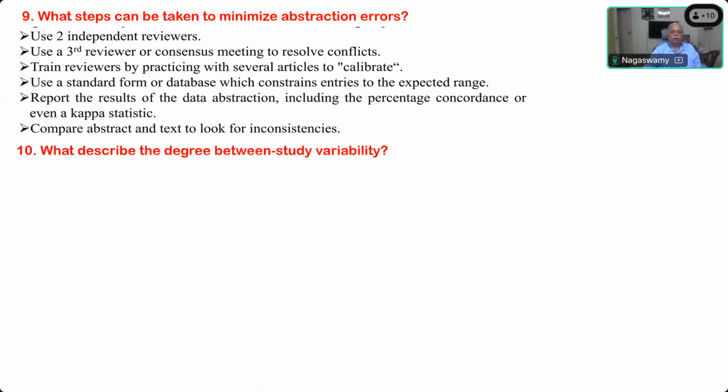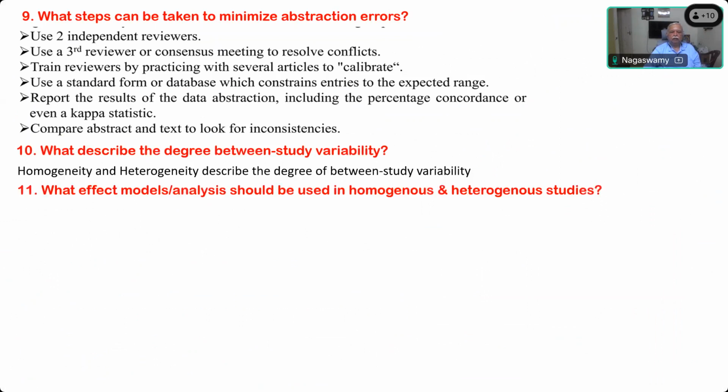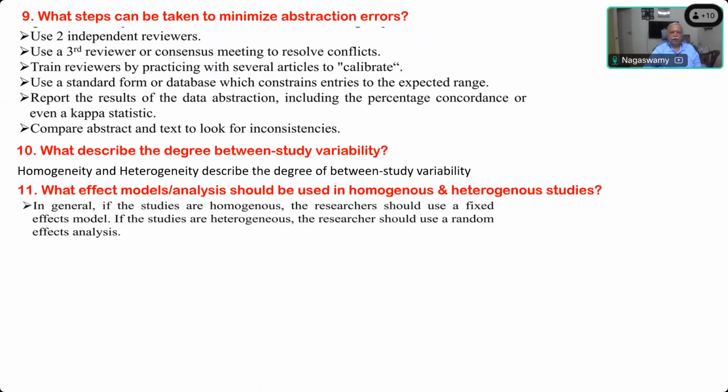What describes the degree of between-study variability? Homogeneity and heterogeneity describe the degree of between-study variability. What effect model analysis should be used in homogeneous and heterogeneous studies? In general, for homogeneous studies, researchers should use a fixed effects model. If studies are heterogeneous, then you can go for random effects analysis.